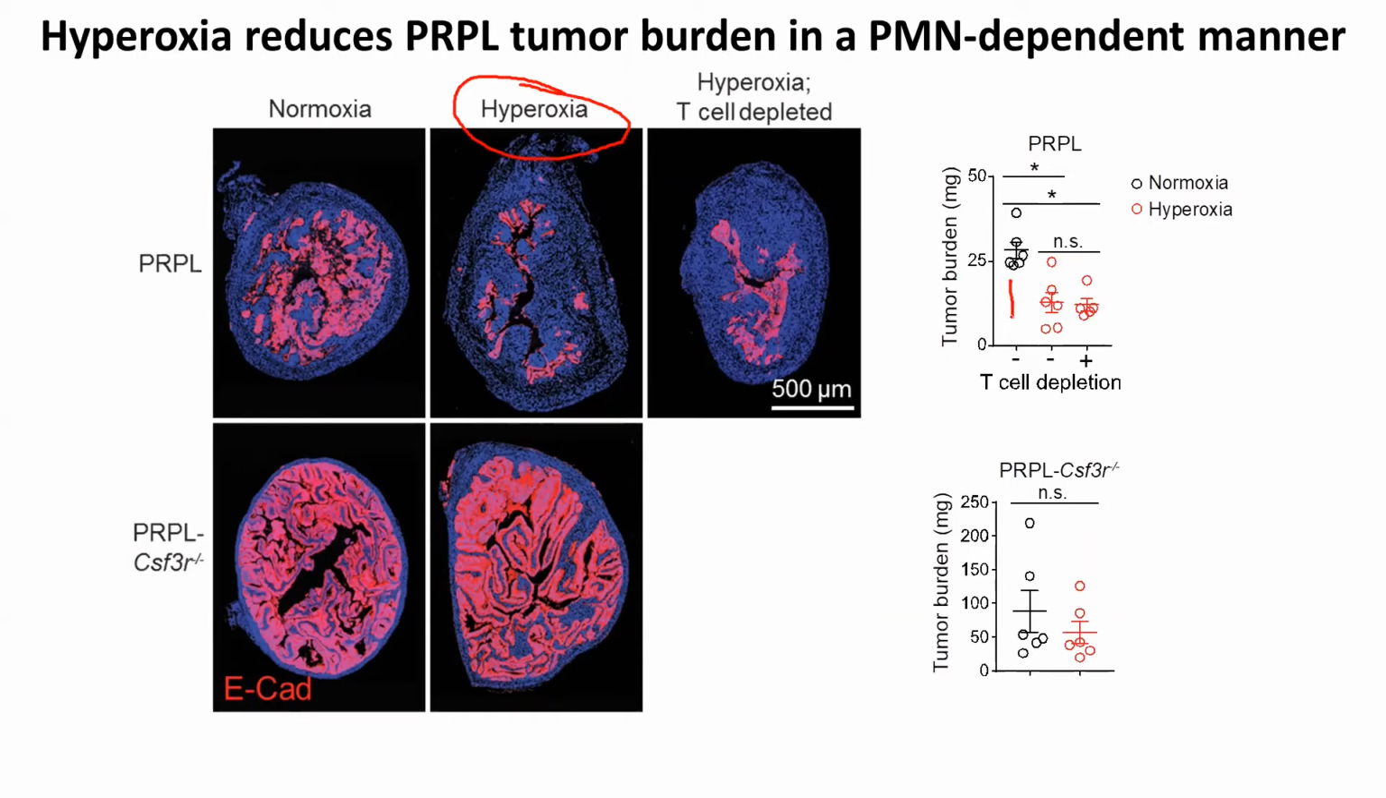This phenomenon was independent of T cells, since the housing of purple mice without T cells induced a similar reduction in tumor burden. By contrast, we didn't notice any difference in tumor burden while housing purple mice lacking neutrophils, suggesting that hyperoxia reduces the purple tumor burden in a PMN-dependent fashion.